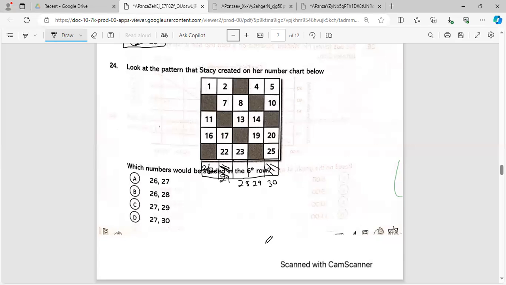I think more than one person is talking, guys. That's kind of confusing. But if you look at it, I would say 27 and 30 if the pattern continues. So look, 1, 2, block. 1, 2, block. So I would say it would be 27 and 30.